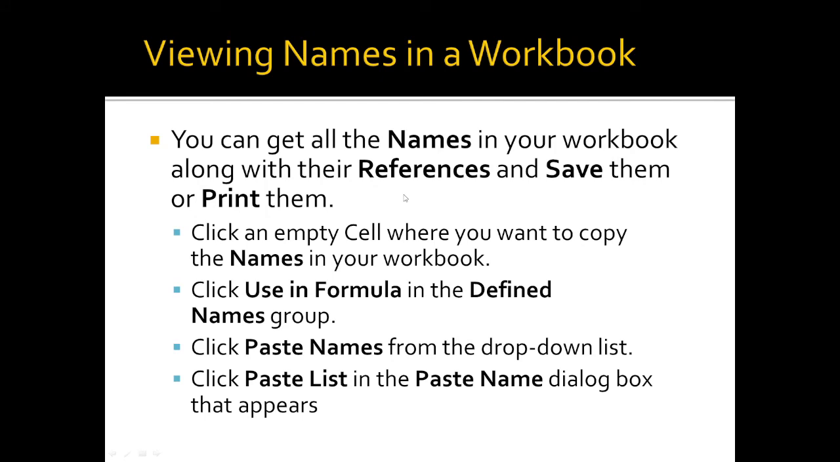Viewing names in the workbook. You can get all the names in your workbook along with the references and save them or print them. So click an empty cell where you want to copy the names in your workbook. Then click Use in Formula in the Defined Names group. Then click Paste Names from the drop down list. Then click Paste List in the Paste Name dialog box.